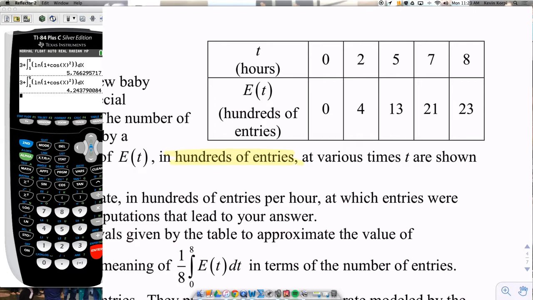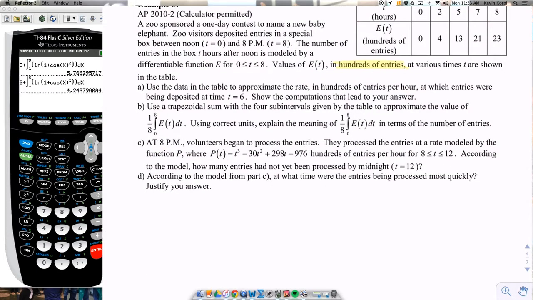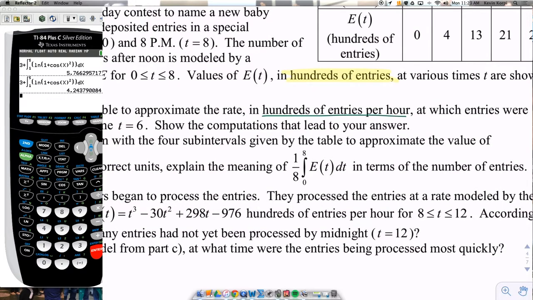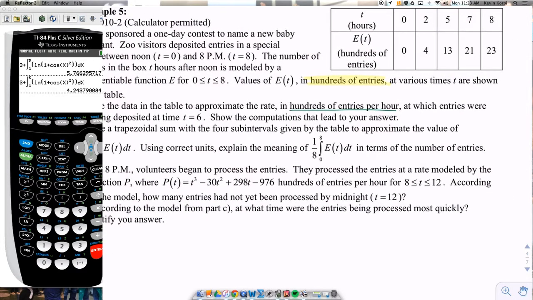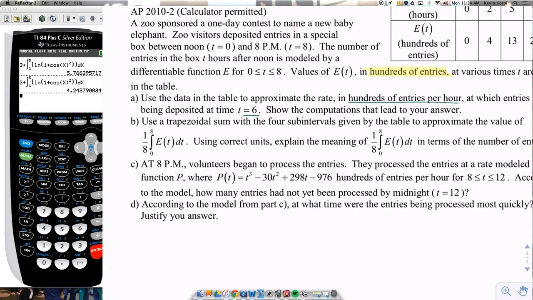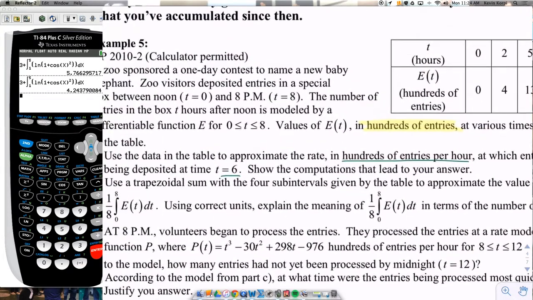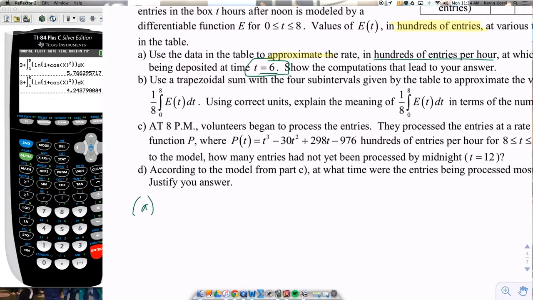Part A, use the data to approximate the rate in hundreds of entries per hour at which entries were being deposited at t equals 6. Show the computations that lead to your answer. We're trying to approximate the instantaneous rate of change of E at 6, right? Did you see the word approximate? What kind of alert are we on? Squiggles. All right, here we go. Part A. How do we show that we're finding the approximation for the instantaneous rate of change of E at 6?